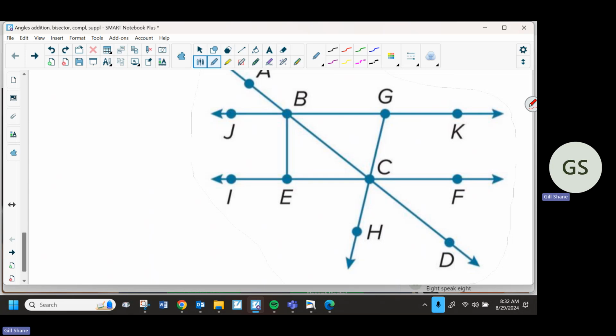BCH. All right, so that's one that qualifies. C is in the middle, right? So that qualifies for the C being the vertex.